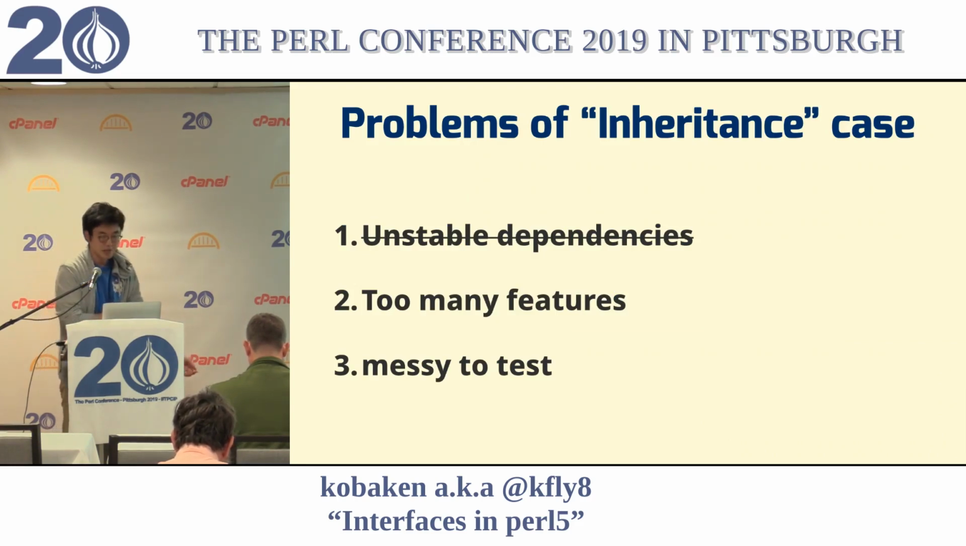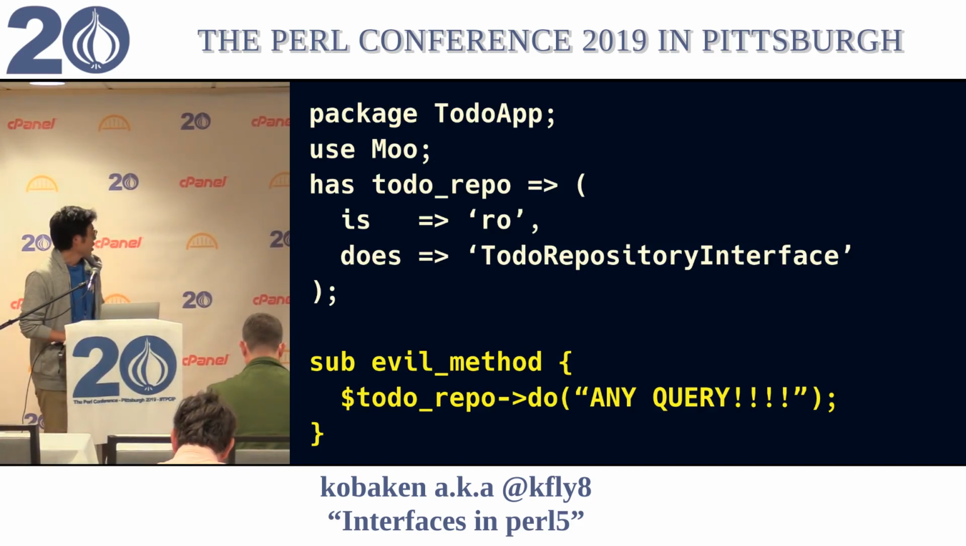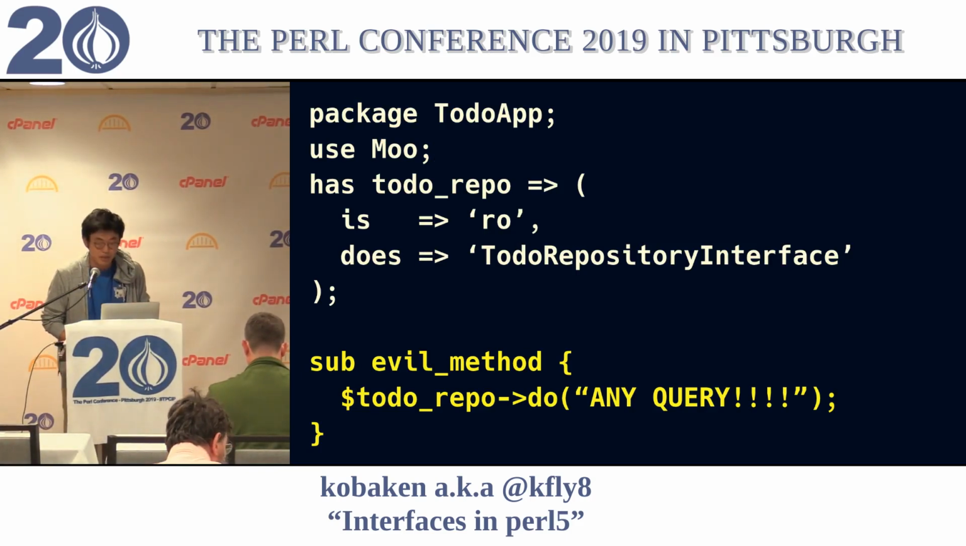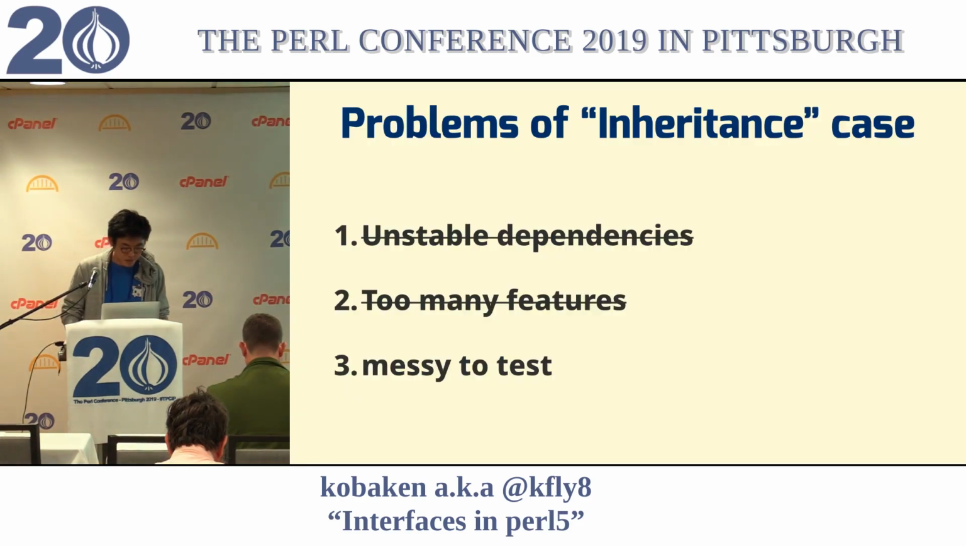So the first problem is removed. And can we define the evil method? No, I can't, because we cannot use any function of DBI, because it's not inheritance. So, necessary and sufficient features. So the second problem is removed.